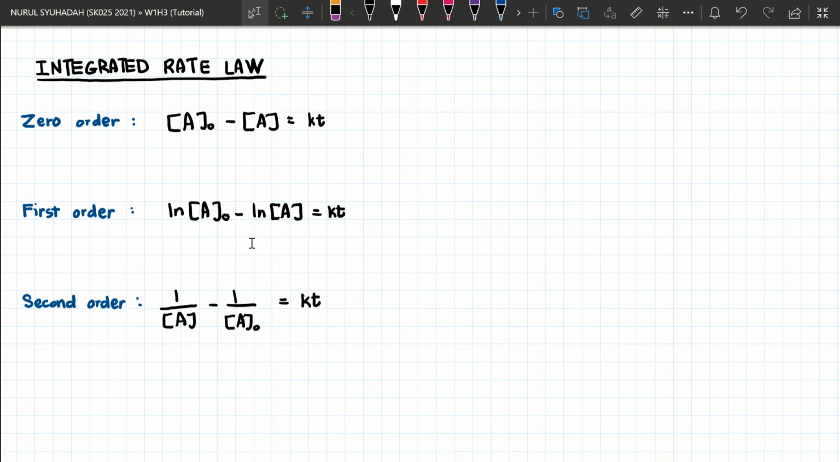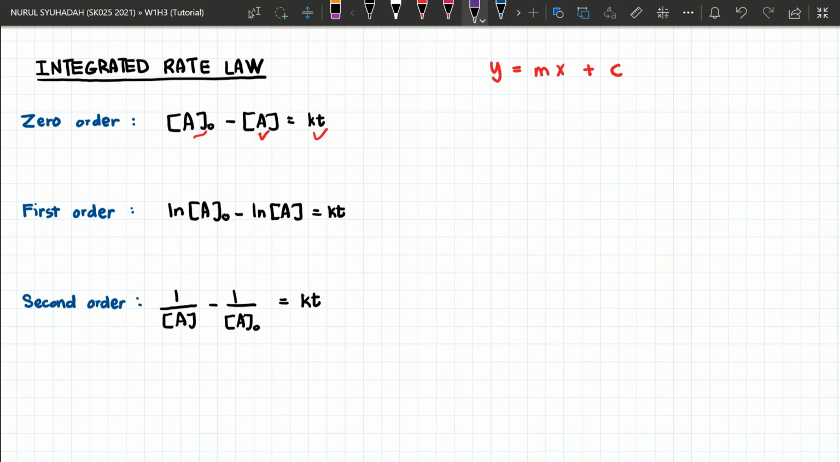So what set of data do you need? You need to rearrange everything following this equation: y equals mx plus c. This is the equation for your linear graph. So rearrange it, since we have A naught, A, and kt over here. How do we rearrange this? It will be like this.